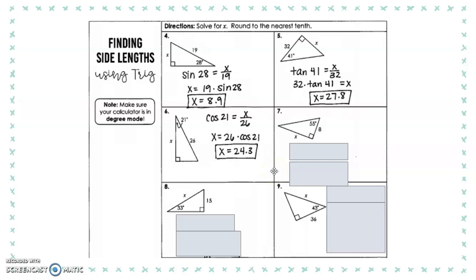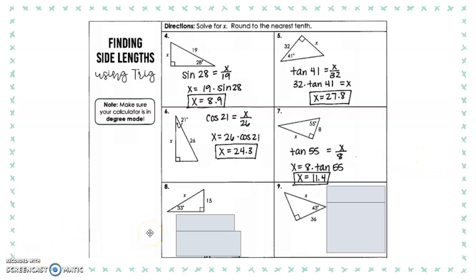Number 7, looking at that ratio, we're starting at 55. I'm using x and 8. X is the opposite, 8 is my adjacent. Opposite over adjacent is tangent. So I have the tangent of 55 equals x over 8. Multiplying both sides by 8, I find that x equals 11.4.